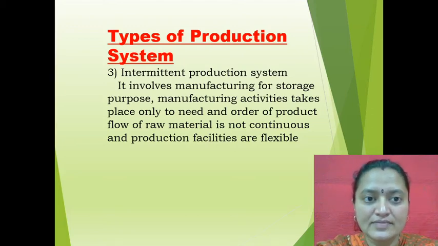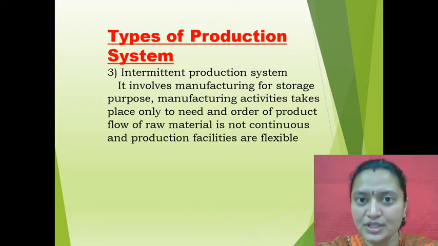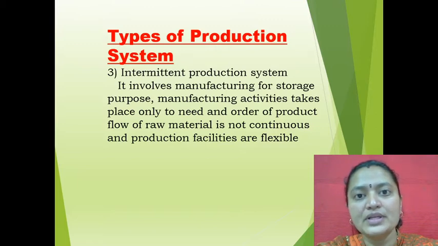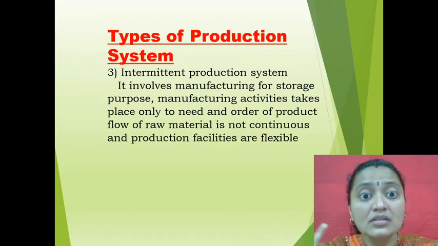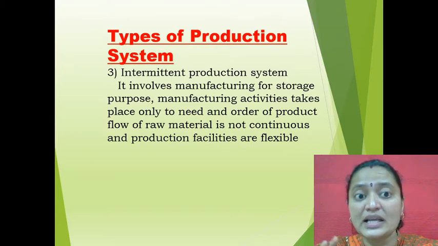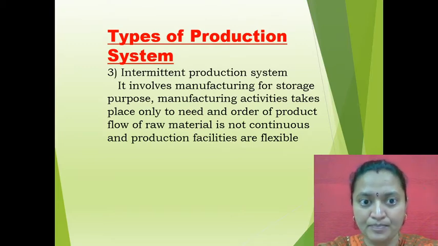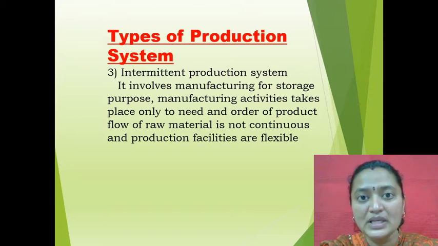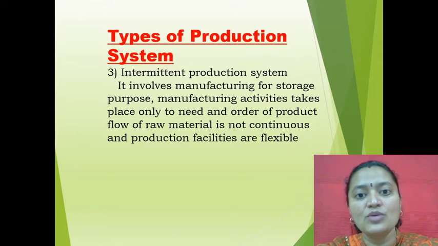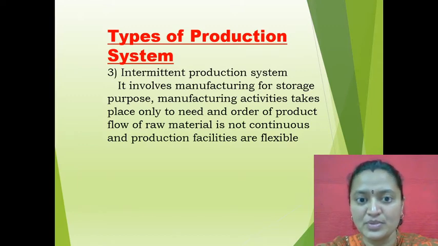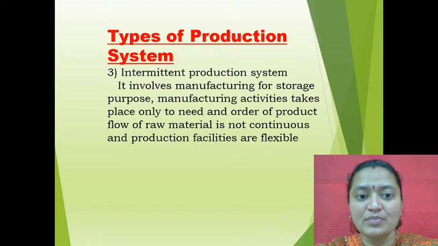Now in today's class we'll be studying the next type of production system, that is the intermittent production system. Already in previous classes we have discussed continuous production system and mass production. This is the third type of production system, the intermittent production system. Now you understand the meaning of this term, what do you mean by intermittent? It involves manufacturing for storage purpose, and manufacturing activities take place only to meet an order of product.